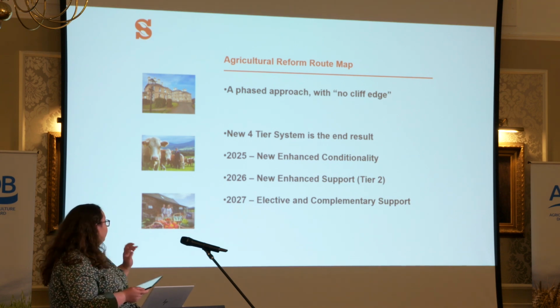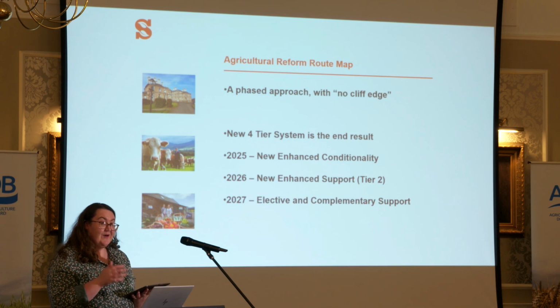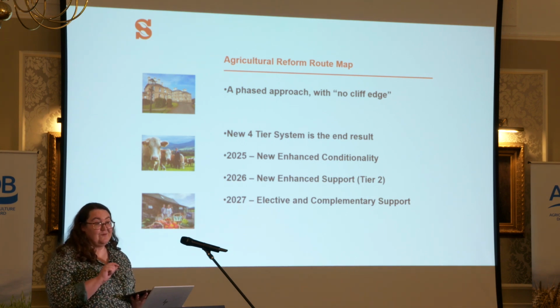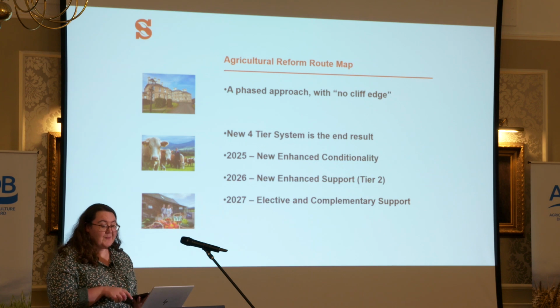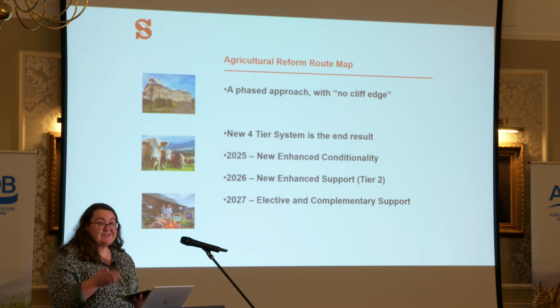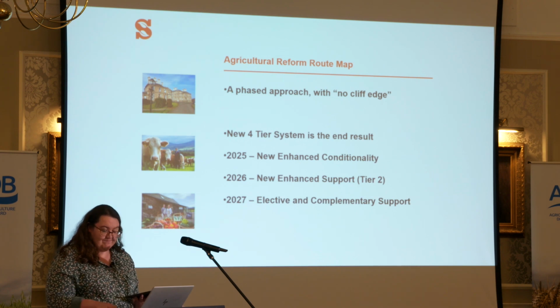We know that we will get a 4-tier system by the end, and that end is about 2027 for the transition. We expect by the start of next year we will have more detail. We will be working with the Tier 1. By 2026, Tier 2 will be added, and 2027 we'll have Tiers 3 and 4.